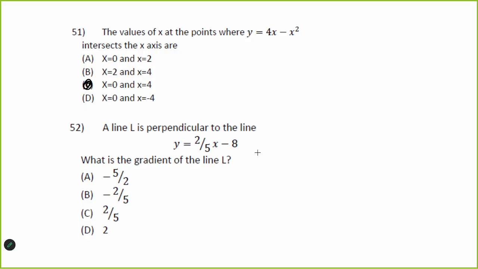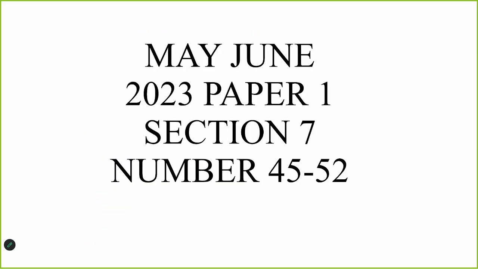If the line L is perpendicular to this line, what is the gradient of the line? So we know perpendicular line gradients multiply to -1. So the gradient of this line is 2 over 5, multiplied by some value will give you -1. It will be -5 over 2, which is A. Right, and that's the end of January 2024.